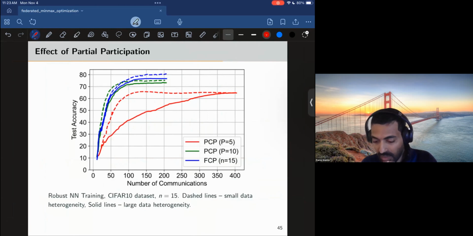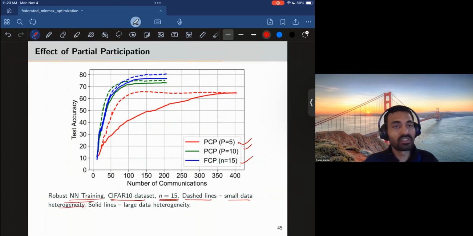This is an experiment on robust neural network training, which is an application of min-max optimization. We did some experiments on the CIFAR10 dataset. The total number of clients was 15, and we ran the algorithm for 5, 10, and 15 clients. Also, you see there are two sets of lines for every color. The dashed lines show that there is small data heterogeneity across clients, while the solid lines show that there is large data heterogeneity across clients.